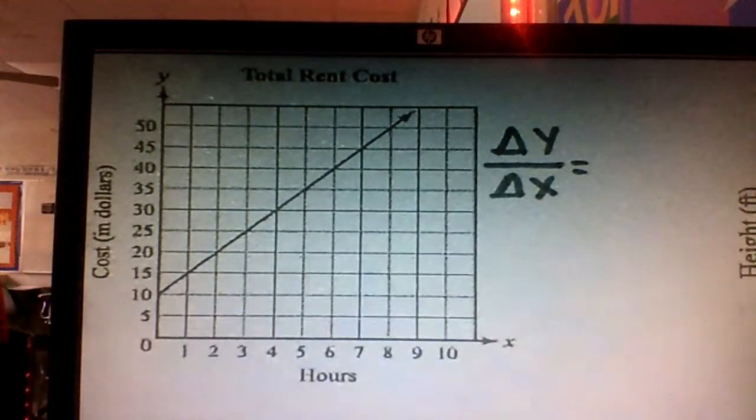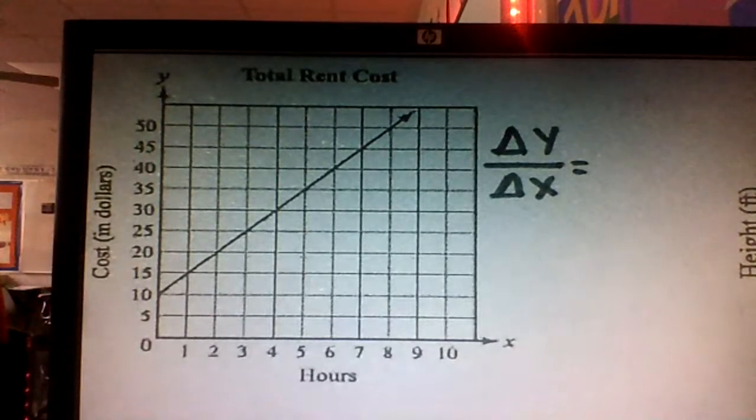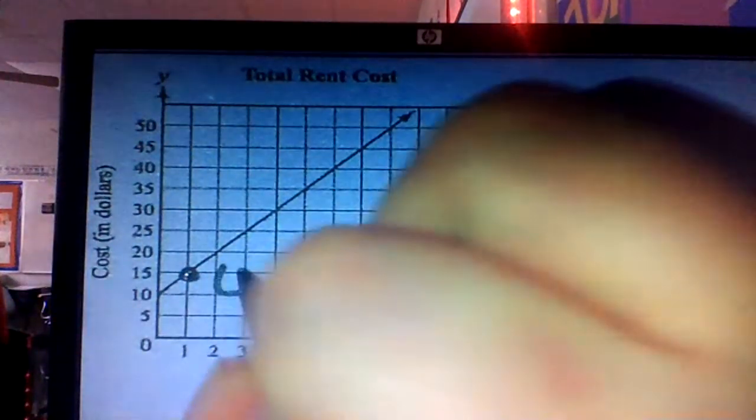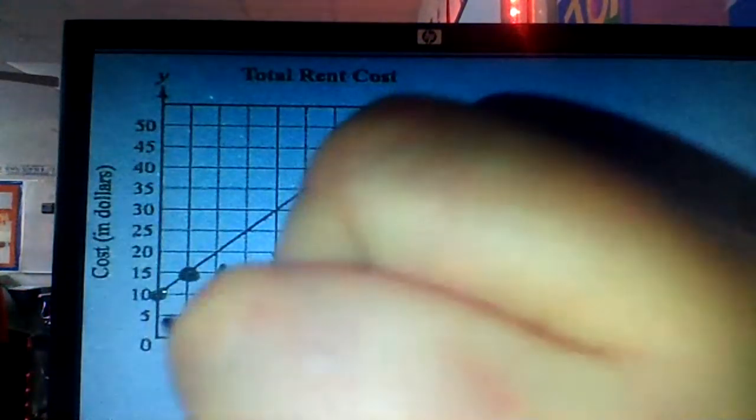Okay, when I'm looking at a graph, I still need to find the change in y over the change in x. I want you to pick 2 points. It doesn't matter what 2. So, somebody give me a point on the graph. 1 comma 15. Okay, so this is 1 comma 15. I also have 0 comma 10.